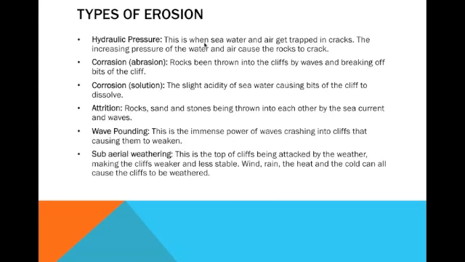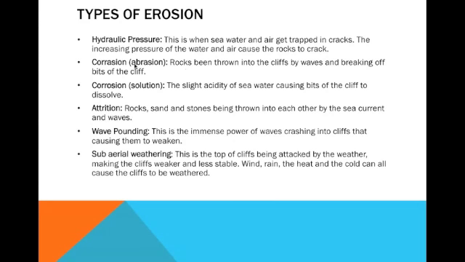Hydraulic pressure. This is when the sea water and air get trapped in cracks of rock. The increasing pressure of the water and air causes the rocks to crack. So that's fairly simple. When the wave breaks, air and water is compressed into these cracks, and obviously over time it'll weaken the cracks and eventually cause the whole rock to crack.